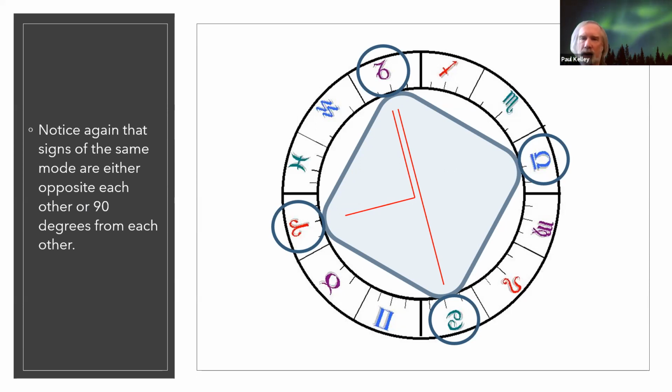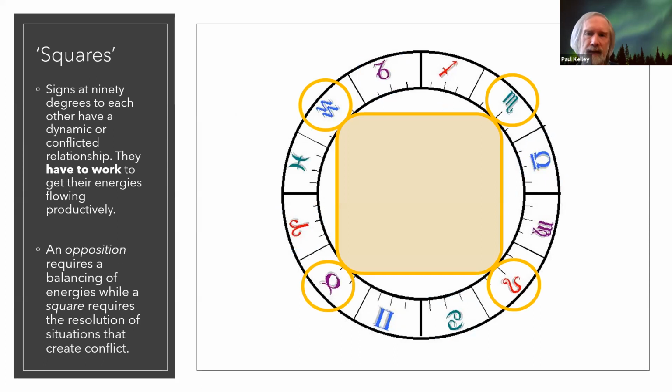Okay, going back to our zodiac wheel, notice that signs of the same mode are either opposite each other or 90 degrees from each other, like I said when we started talking about the modes. We've covered the opposition, so now we're going to look at the 90-degree relationship. Signs 90 degrees from each other have a dynamic or conflicted relationship. They have to work to get their energies flowing productively.